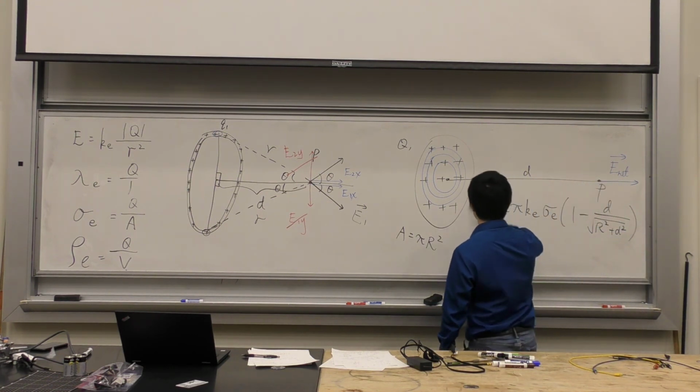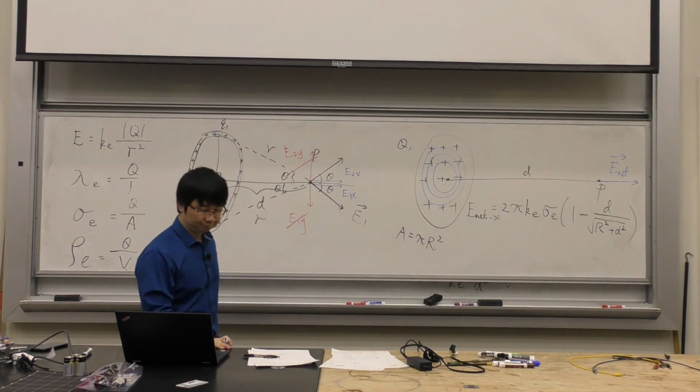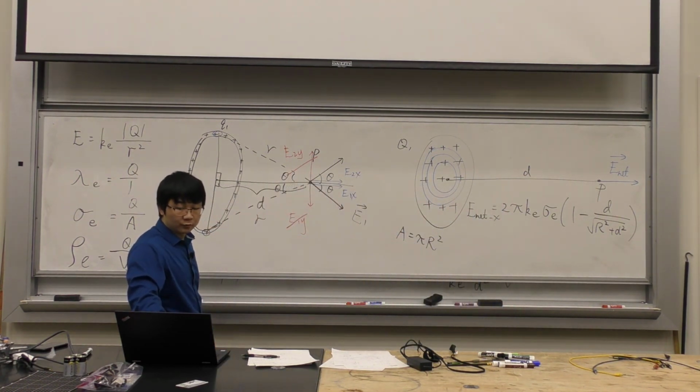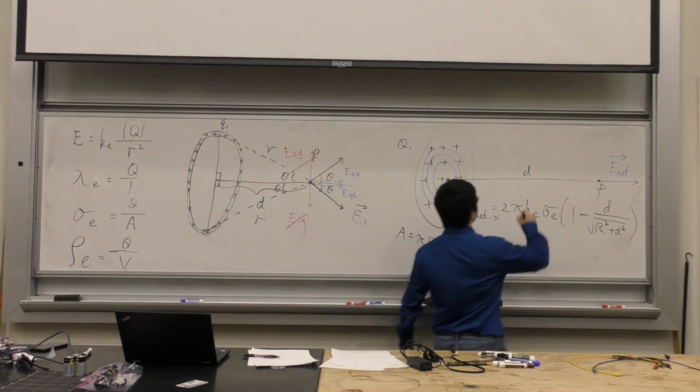Okay, so this is the field in the x direction, right? And what we usually do is this, okay? Again, you don't need to memorize this. You don't need to memorize this, okay? We can make use of this epsilon.